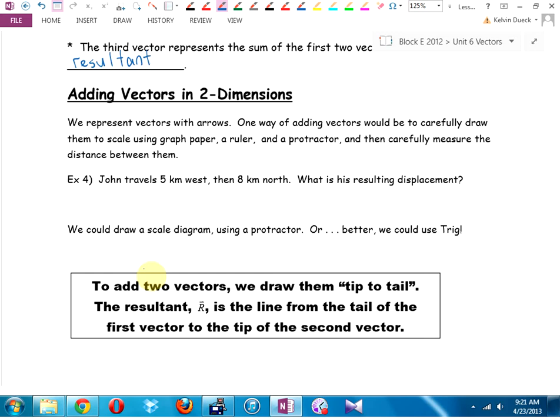How do we add two vectors together, Michael? We draw them. Jordan? Tara? Dylan? We draw them. Got you on your phone, I know. Tara, how do we add two vectors together? Draw them. Dylan? Draw them. No. Riley? Draw them. Tip to tail. Tip to tail.